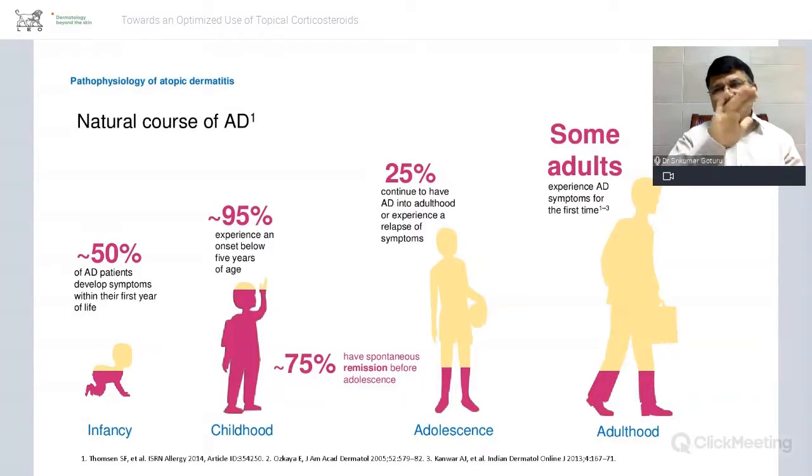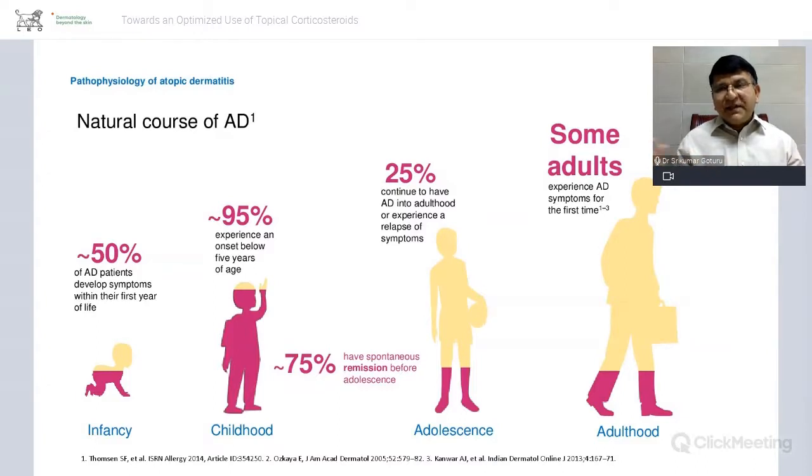You have an early onset with an early improvement. You have an early onset with a fluctuating course. You have an early onset with persistence to adulthood. We have a late onset, which can come even in adults above the age of 20 or even very late in life also. So you have different kinds of presentations of atopic dermatitis, which makes it quite interesting.